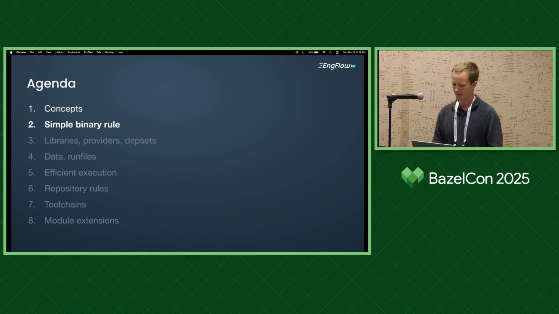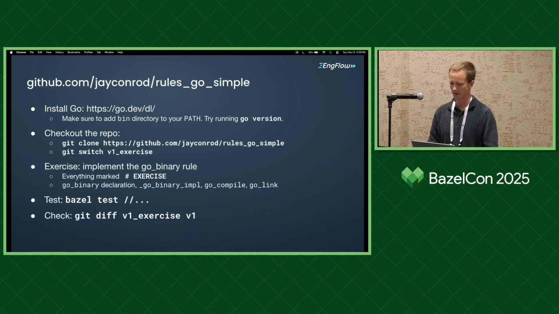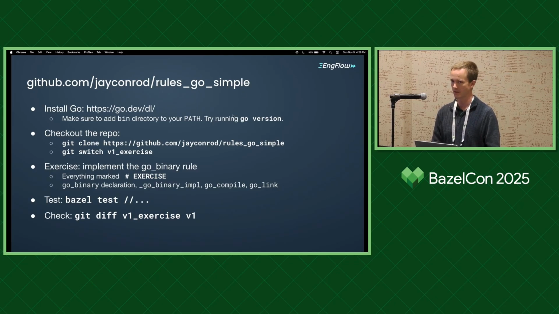All right, let's get into actually writing some code. If you want to check this out, it's on GitHub, rules_go_simple. Prerequisites: at least for the first several units, you will need a copy of Go installed in your path. So I'm going to jump into the code now.